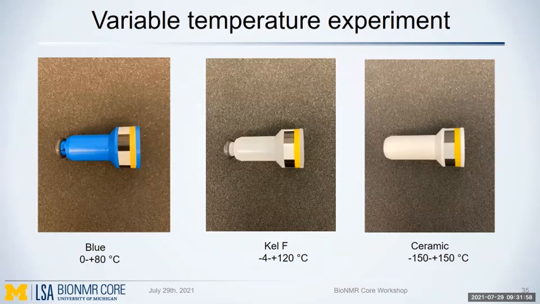And we also need to use a special spinner for those experiments. The blue spinners that you use for most of the experiments are good for 0 to 80 degrees Celsius. And if you want to go to lower or higher temperature, you can use either the KLF NMR spinner or the ceramic spinner. I would just directly use the ceramic spinner, as it can cover the lowest and highest temperatures. Those spinners are relatively heavy, and when we use them, we need to set up the ejecting air manually.